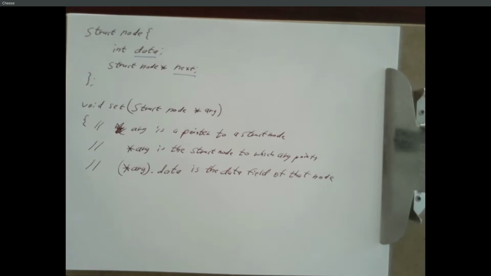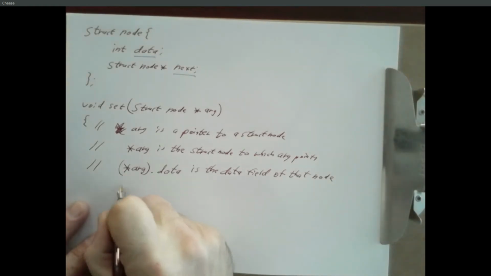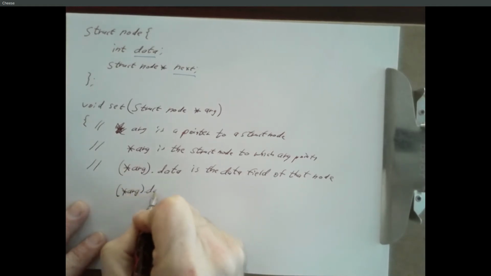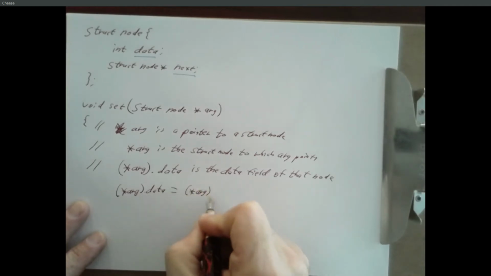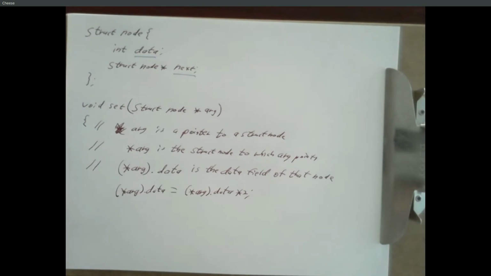So if we want to double the data field, what would that look like in code? Exactly. (*arg).data = (*arg).data * 2. So that'll double the data field.